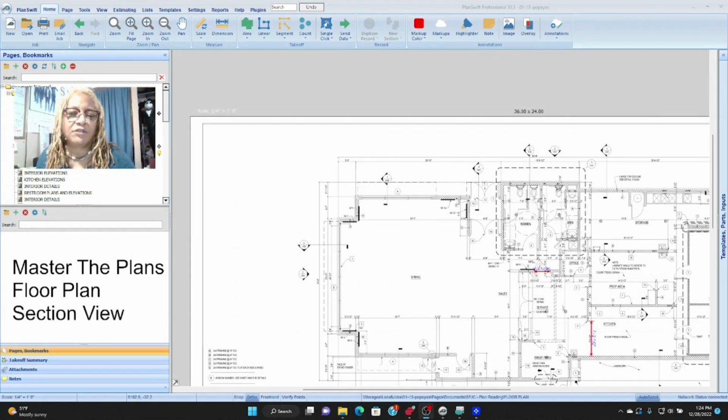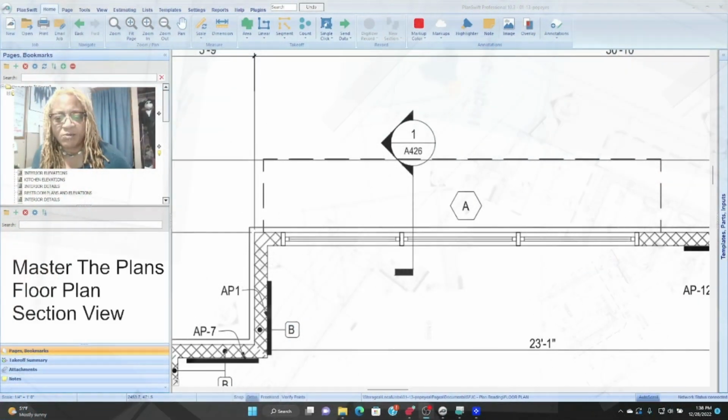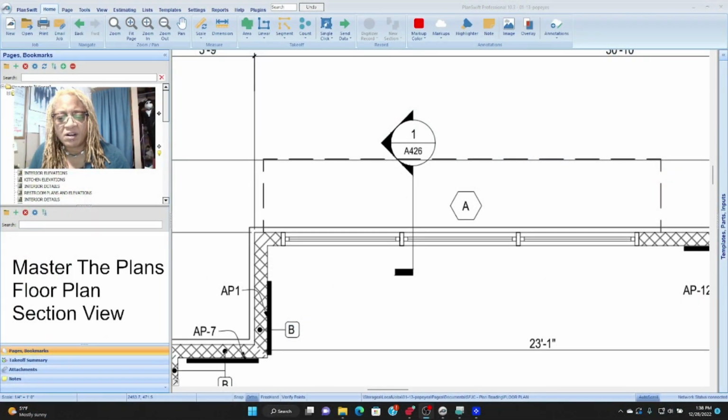What is a section view marker and why do we use it? It's very important to understand the symbol, how to identify it, and where to go when you see it. Let's talk about the section view. Okay, everyone, now the section view marker is a very important symbol. It's unique in how it's drawn, although there are others that look like it, but it is unique.